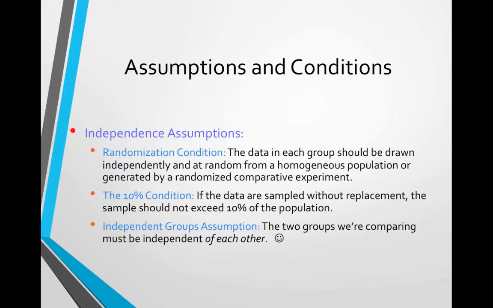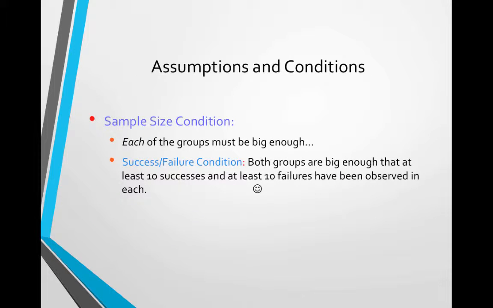And then we finally have the independent group assumption. This is really the only new one that we're going to have to deal with. The independent groups assumption is basically saying that the two groups that you're comparing don't affect each other. They have to be independent from each other. For the sample size condition, each of the groups must be big enough. The only condition we have is a success-failure condition, and you have to check it for both groups. Not just one of them, not the combination, but each group separately.